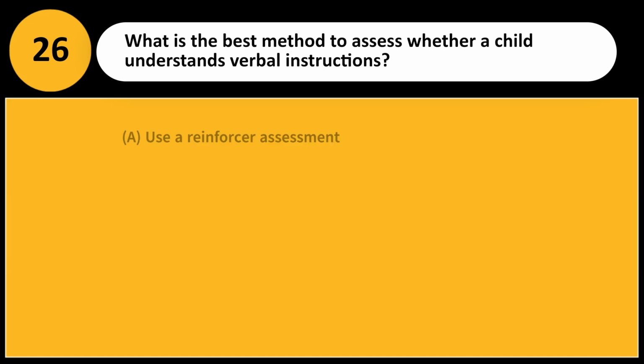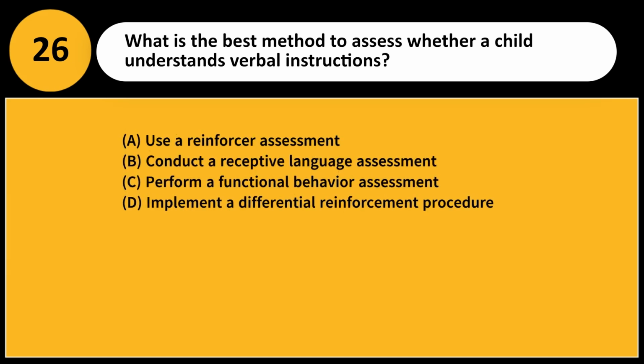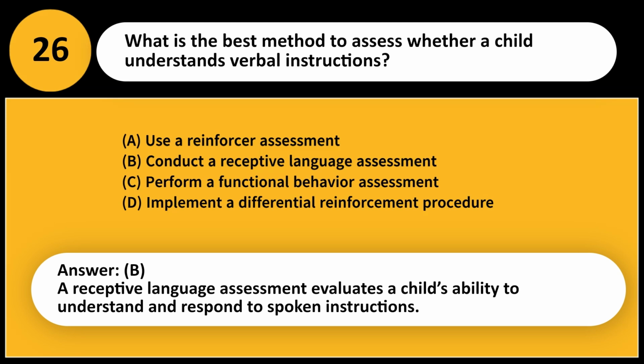What is the best method to assess whether a child understands verbal instructions? A. Use a reinforcer assessment. B. Conduct a receptive language assessment. C. Perform a functional behavior assessment. D. Implement a differential reinforcement procedure. Answer: B. A receptive language assessment evaluates a child's ability to understand and respond to spoken instructions.